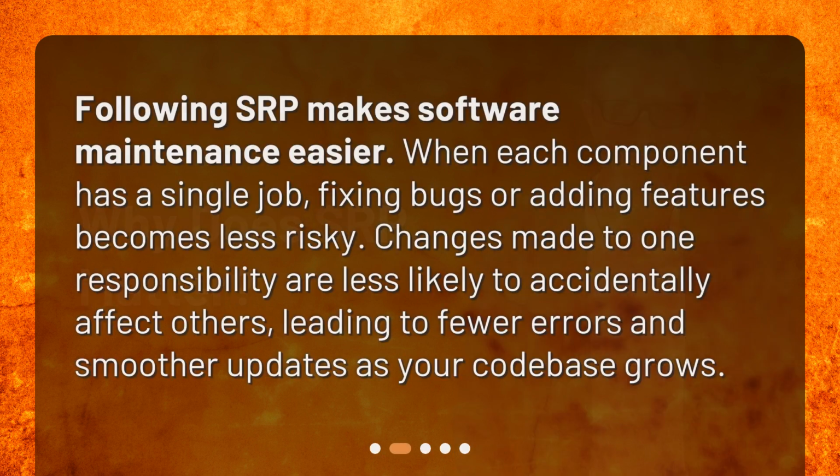Why does SRP matter? Following SRP makes software maintenance easier. When each component has a single job, fixing bugs or adding features becomes less risky. Changes made to one responsibility are less likely to accidentally affect others, leading to fewer errors and smoother updates as your codebase grows.